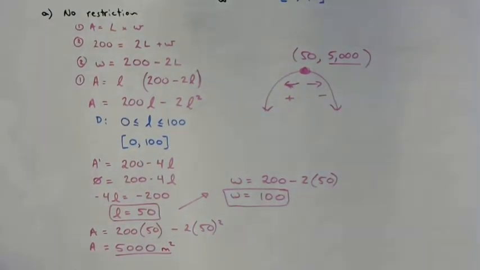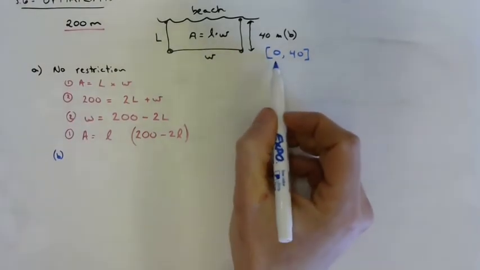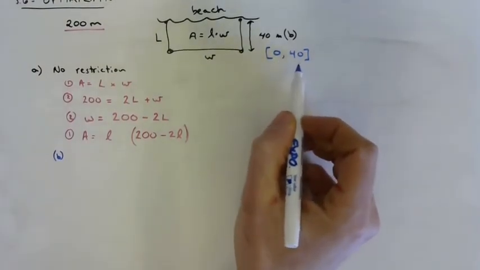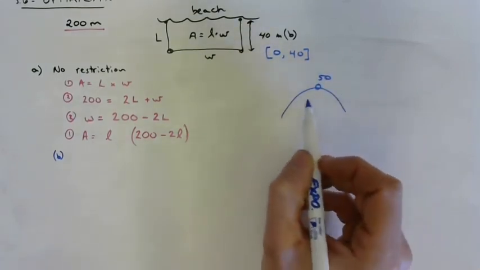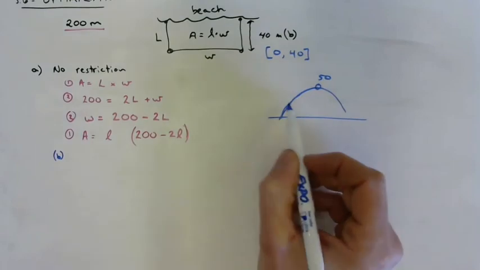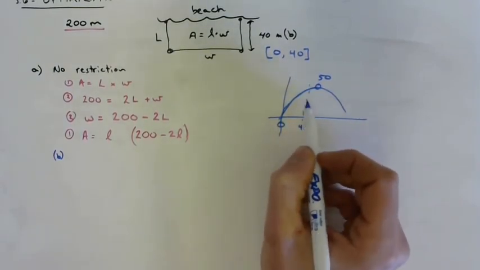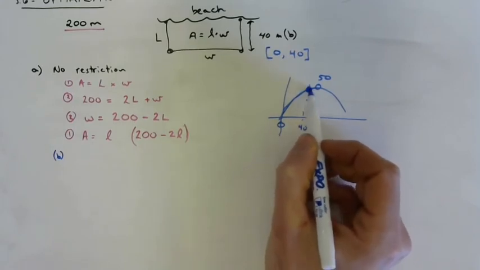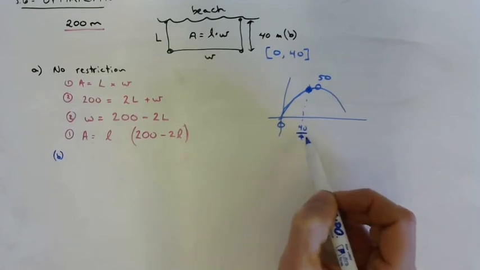Yes, maximizing area using calculus. In part B, we're doing the same problem, but this time our domain is restricted from 0 to 40. So our critical point was at 50. So if we're looking at 0, then 40 is going to be somewhere in here. Just by looking at it, we know that the maximum possible area is going to occur at the bookend of our interval.